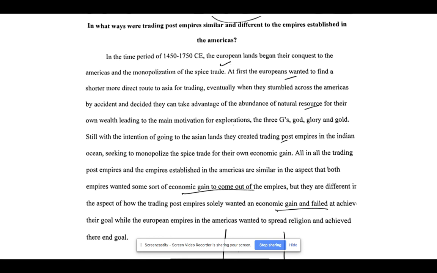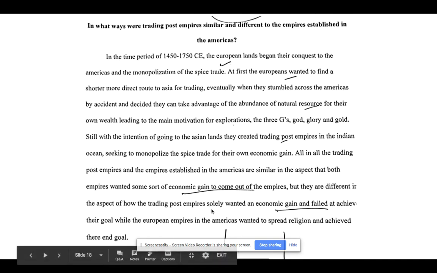What I also really liked about their essay was that you could see the thesis was towards the end, and it was specific and clear. It starts here: All in all, trading post empires and empires established in the Americas are similar in the aspect that both wanted to have some sort of economic gain come out of the empires, but they are different in the aspect that trading post empires wanted economic gain, while the Americas wanted to spread religion.